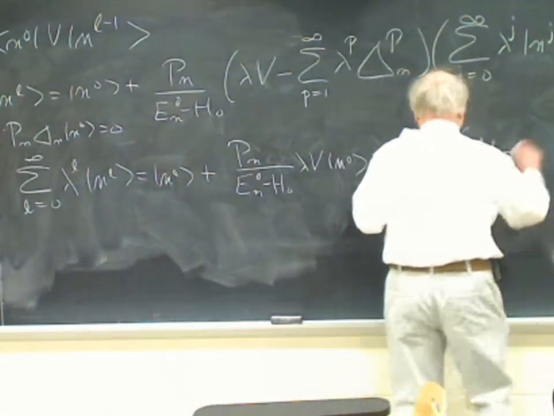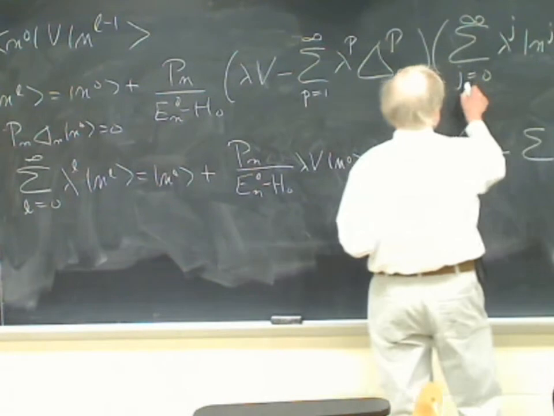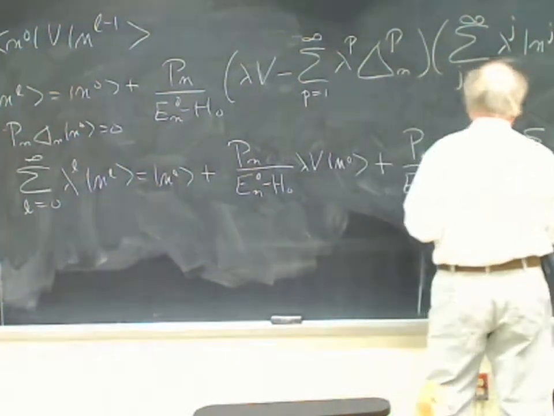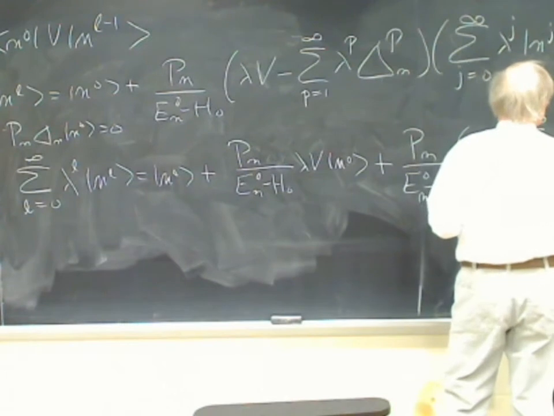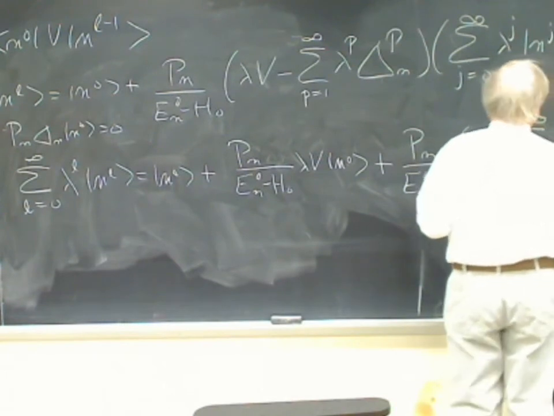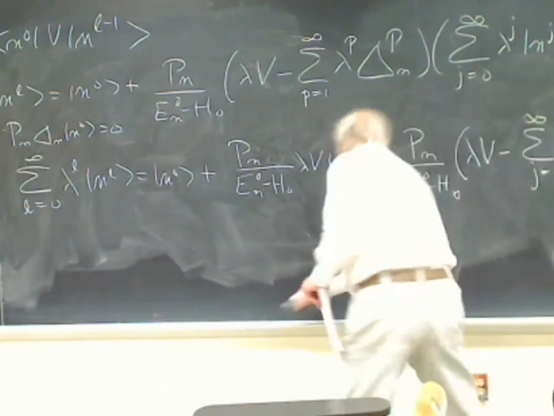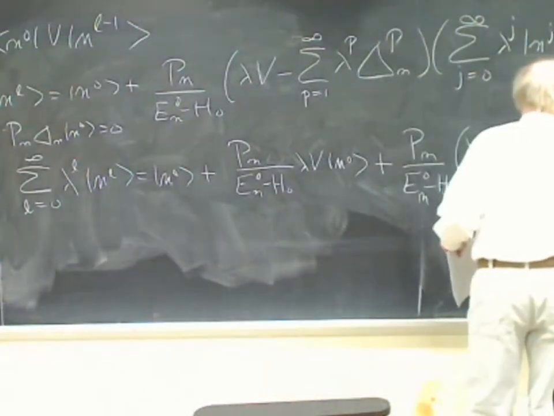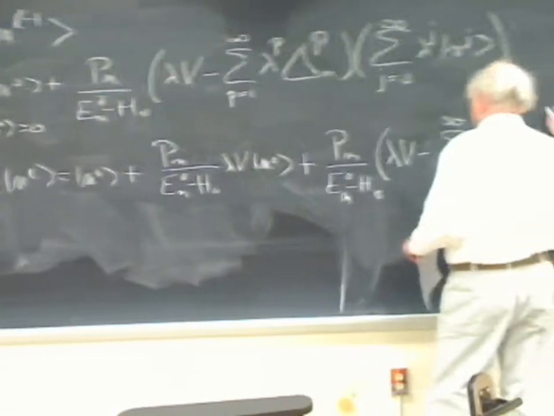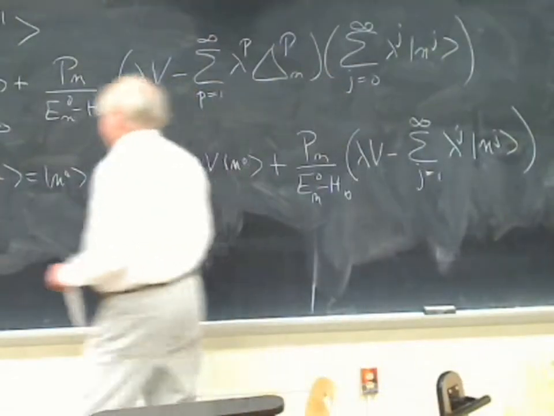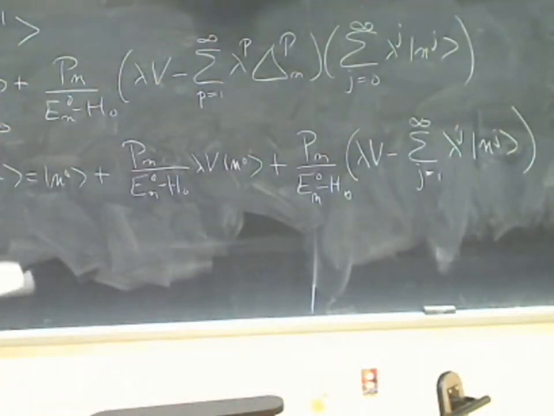lambda V minus a sum. And now we can go from J equals 1 to infinity. Whoops, that's bad parentheses. Okay, so now this is our equation.